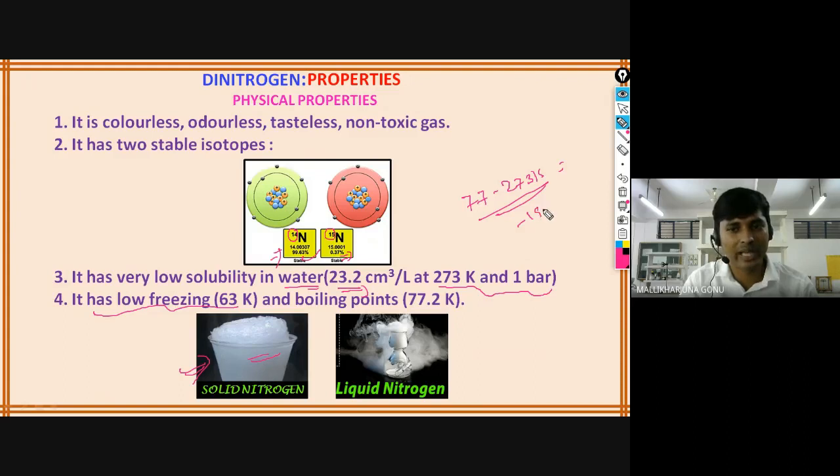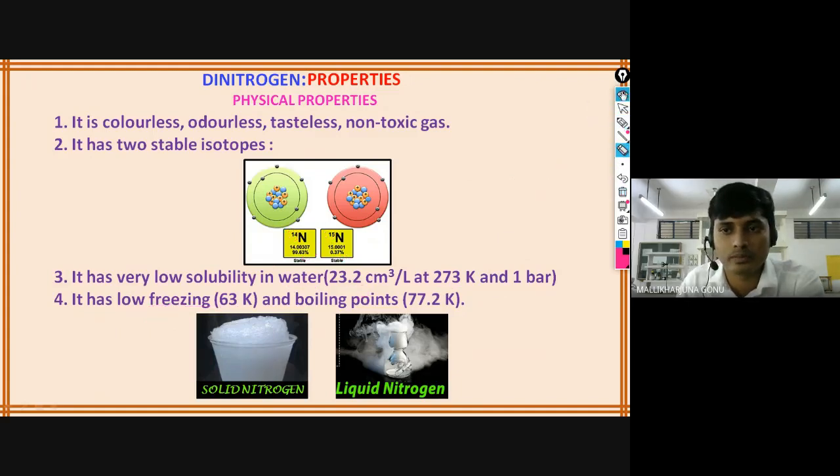How much will it come? You calculate, around minus 196 something may come. Okay, minus 196 degrees centigrade. You can imagine how low the temperature is. Only at that temperature can it be stable. This solid type of it can exist, and it has very low freezing and boiling points.